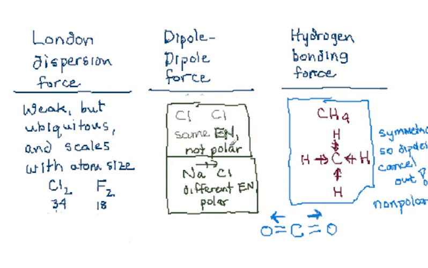So if they have the same electronegativity, they're not polar. If you have electronegativity differences, that means they're polar. And last thing, unless the molecule is symmetric.